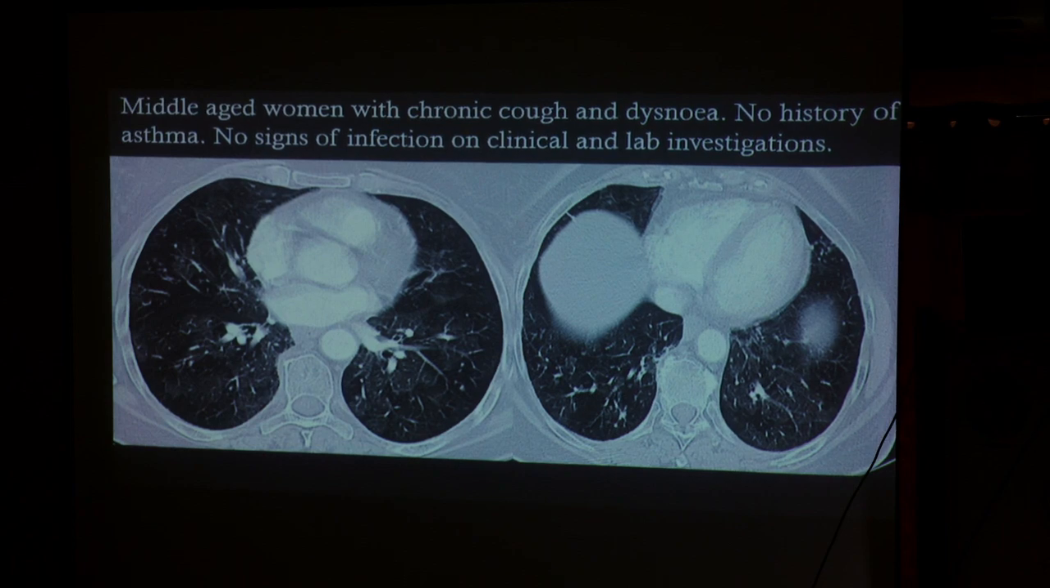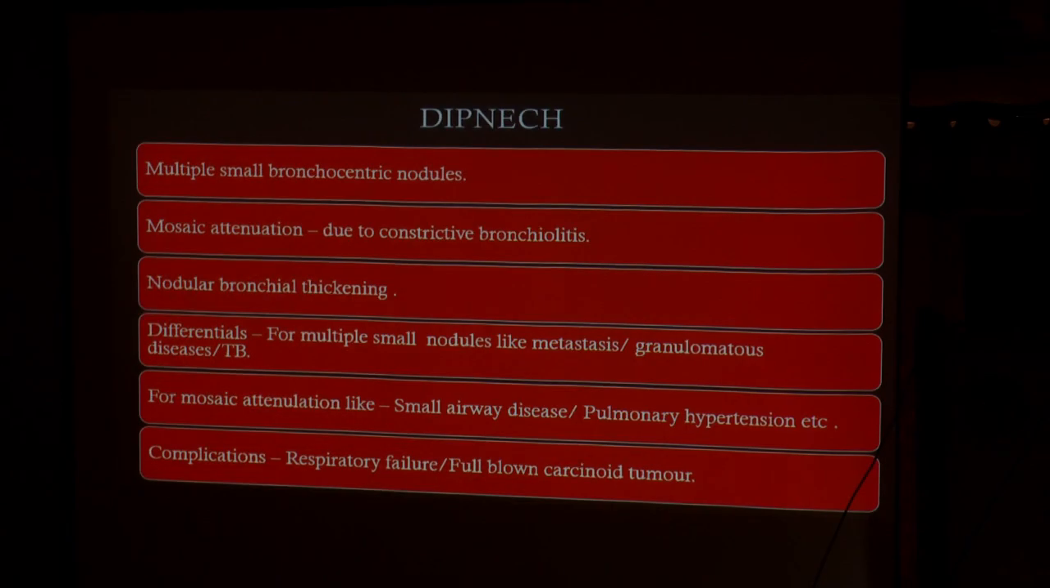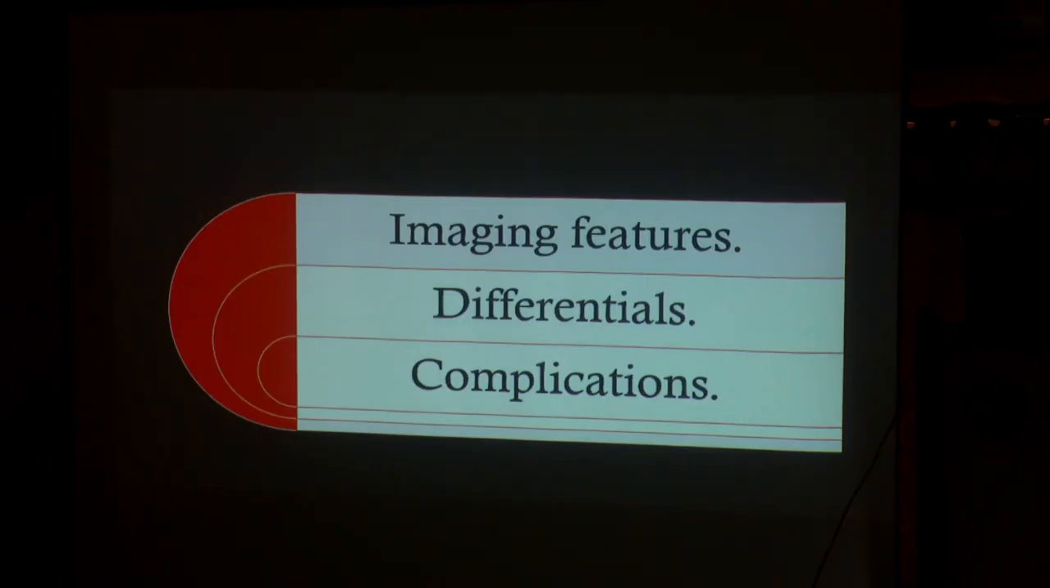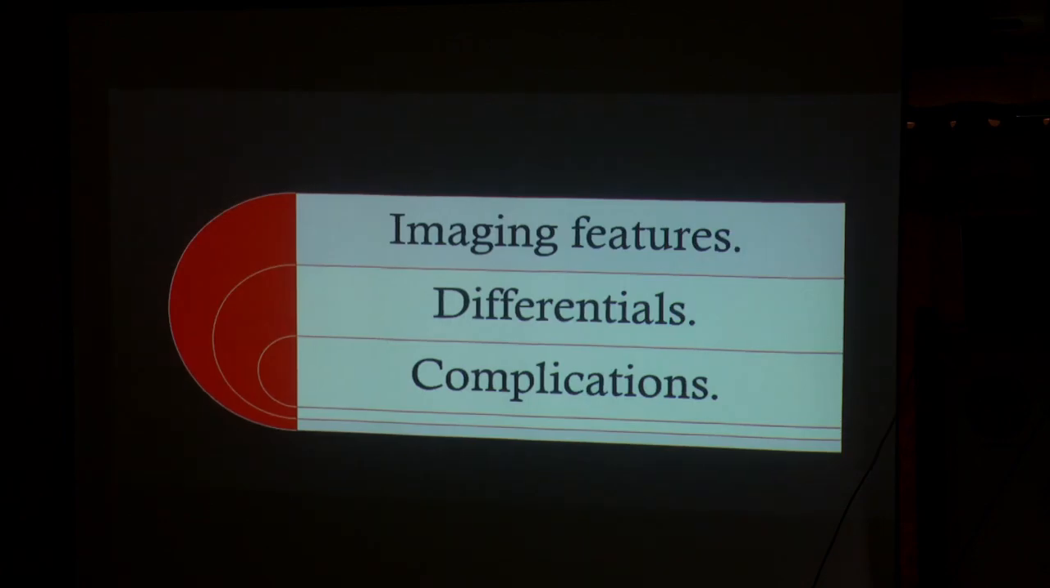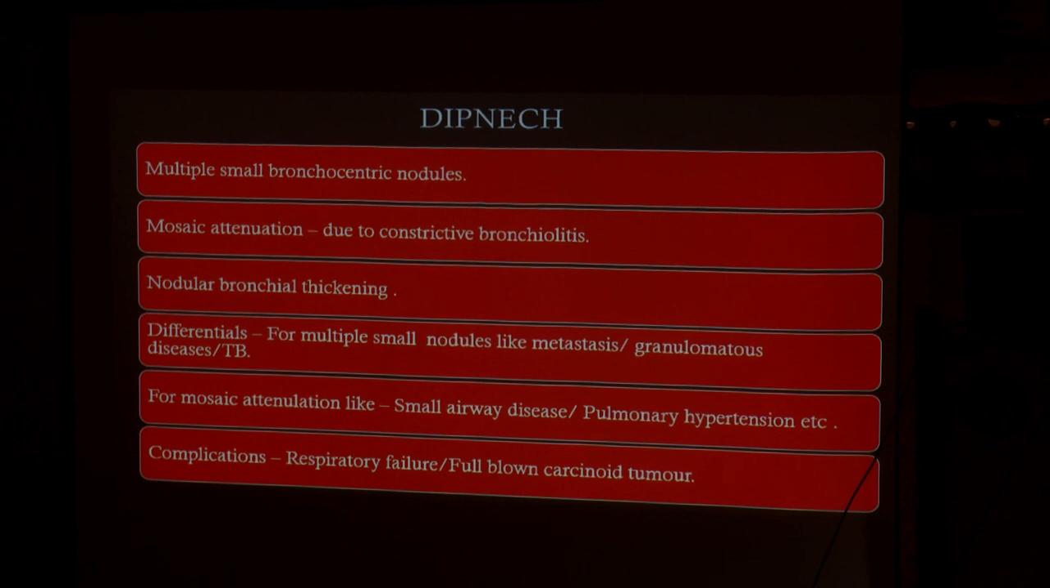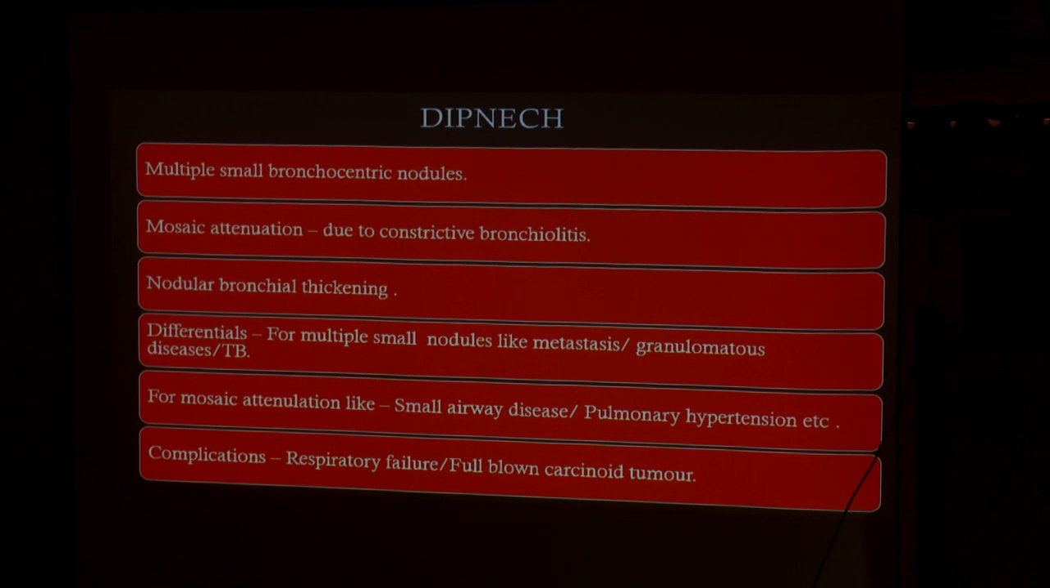So it is basically an Aunt Minnie spotter. If you know this, you won't forget it. So it is a case of diffuse pulmonary neuroendocrine cell hyperplasia, where you see mosaic attenuation due to the presence of constrictive bronchiolitis and small nodules which are scattered diffusely in both lungs. The differentials for the multiple nodules could be metastasis and granulomatous diseases, and for mosaic attenuation, the DDs are small airway disease and pulmonary hypertension. The complications for this disease are respiratory failure, and as I already mentioned earlier, it is a pre-neoplastic condition. It can progress to full-blown carcinoid tumor.